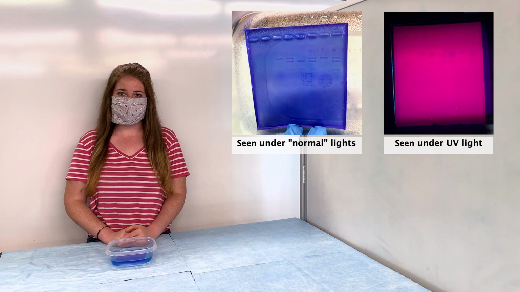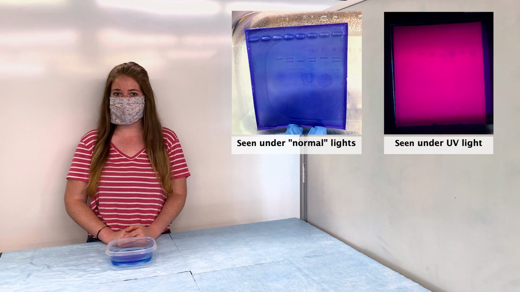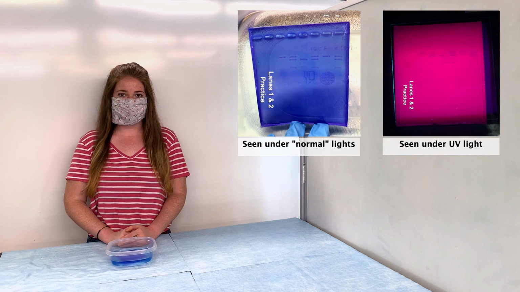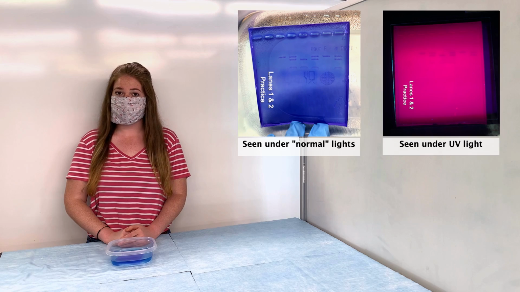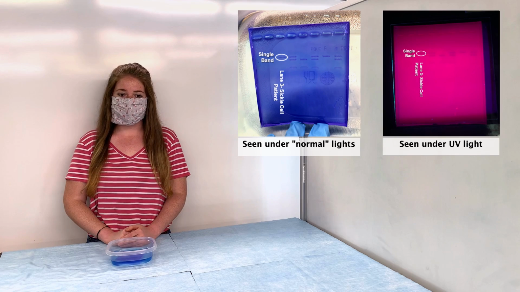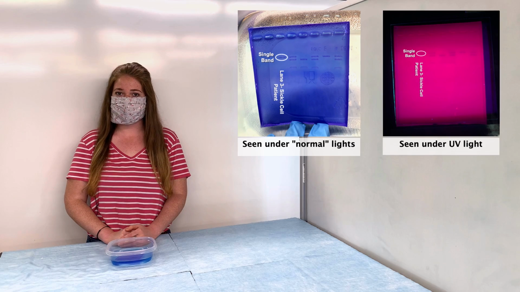So remember, the first two lanes were just for practicing loading, so you can't really see any bands here, and they're not really relevant to our sickle cell investigation. So moving on to lane 3, we had our patient that is known to have sickle cell, and their DNA resulted in 1 band. In the next well, lane 4, was our individual that was known to carry but not express sickle cell. Their DNA resulted in 3 bands.